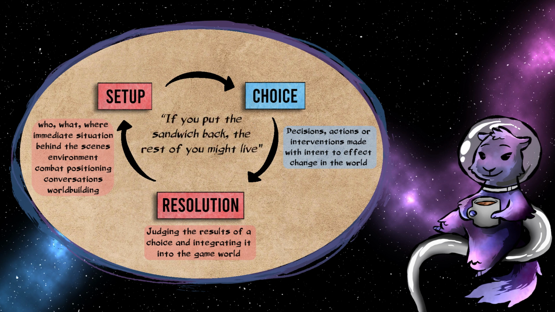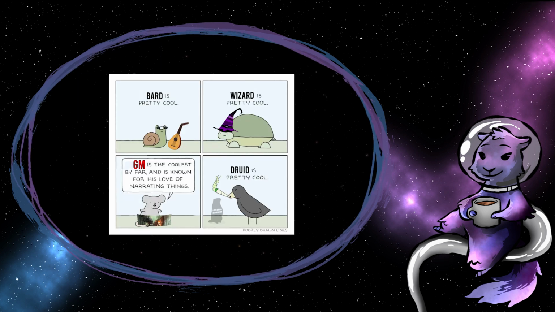And what really makes this a loop is the way resolution bleeds into setup to set the ground for new choices. Once you've integrated consequences into the game world, more often than not, you've already laid the new situation on the table. Setup and resolution are the game master's turf, the fun of showing a world to your players, seeing what they'll do, and figuring out what the world does back.